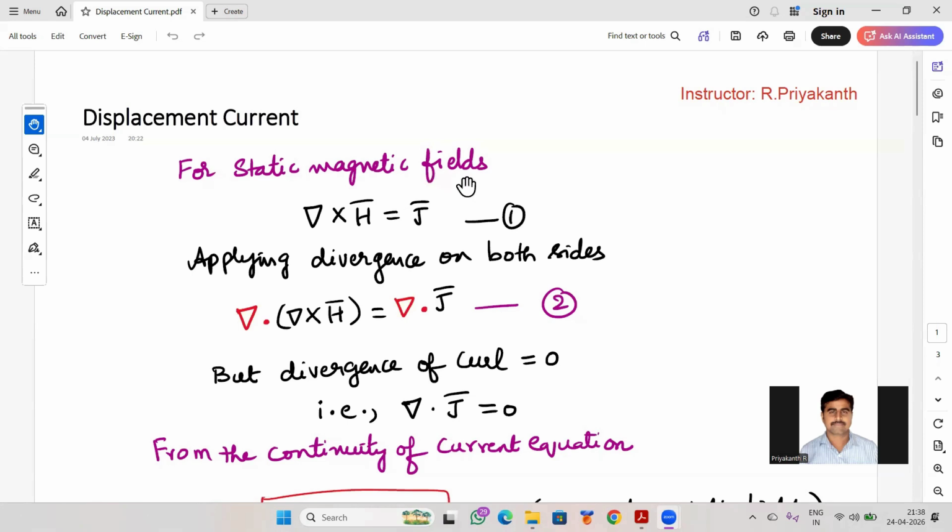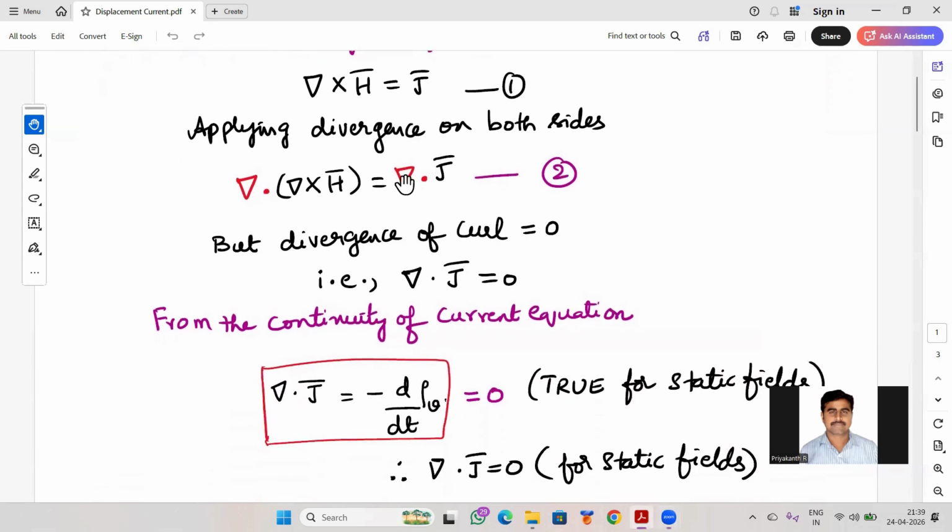Let's start with Ampere's law. The Ampere circuital law in differential form is given by del cross H equal to J. Now let's apply the divergence on both sides. Now del dot of del cross H equal to del dot J. We know that divergence of curl is 0 for any vector. Therefore, because this becomes 0, del dot J should be equal to 0.